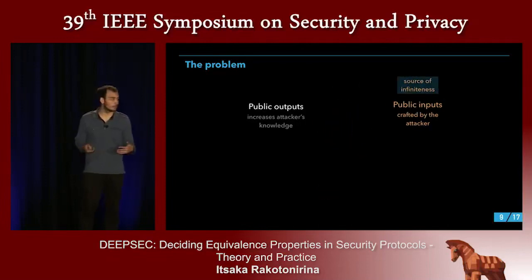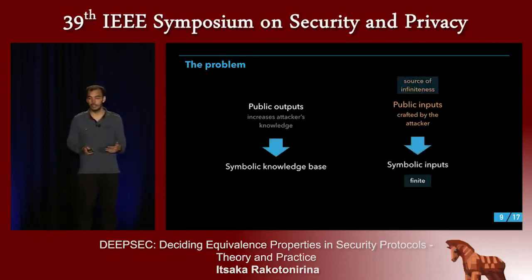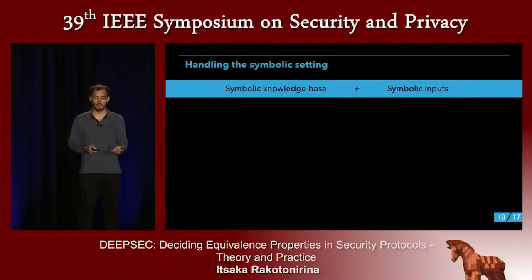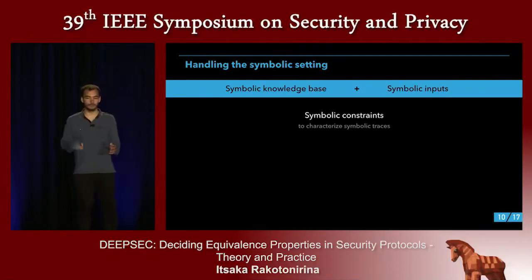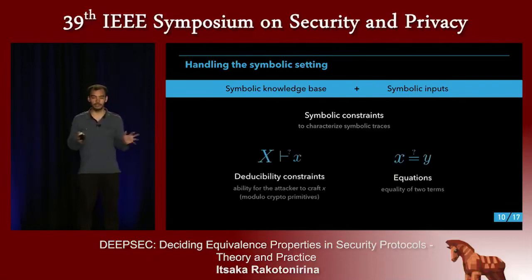So you have to make some abstraction to get around this issue. Typically, a common technique is to rely on symbolic calculi. Here, instead of considering the infinite number of all inputs, you represent them as one symbolic variable. And these symbolic variables are extended with what we call symbolic constraints, to fill the gap between the symbolic world and the concrete world. These symbolic constraints are of two kinds: deducibility constraints and equations.